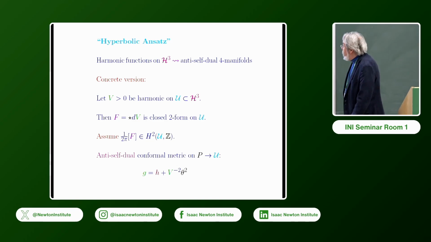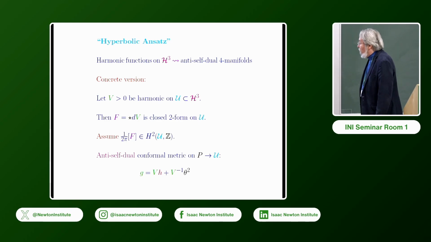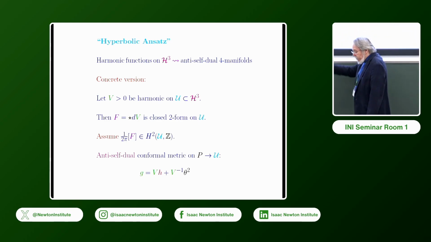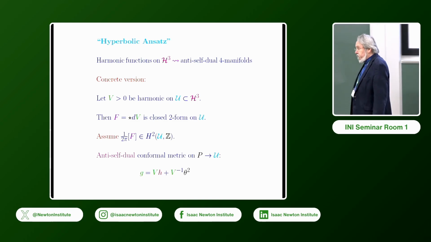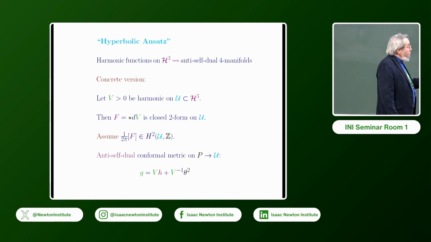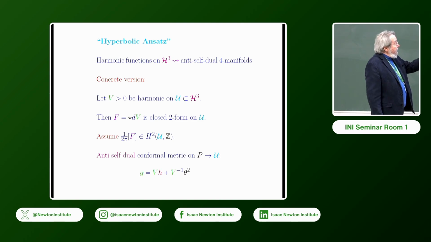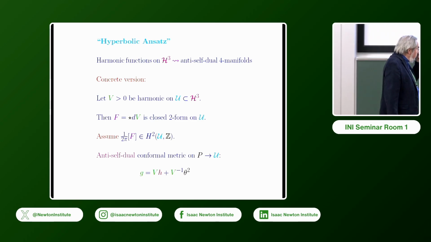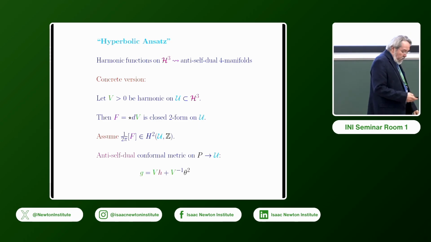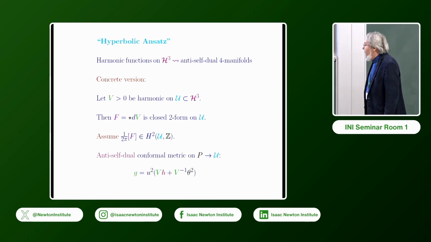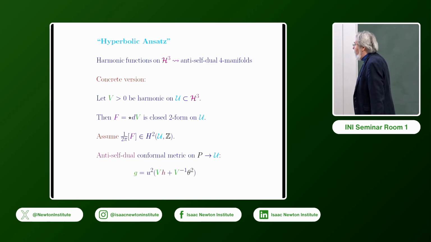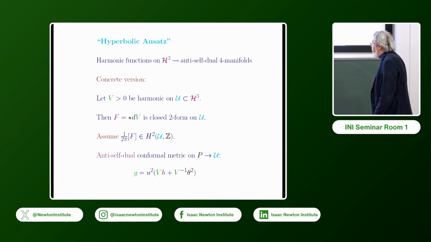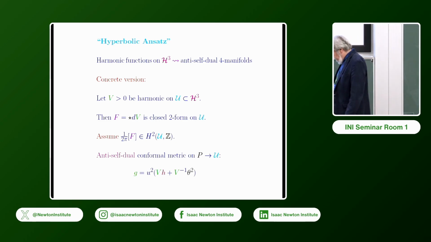Now, anti-self-duality is a conformally invariant condition, so a more convenient way to write this is often to multiply by V and say that V times the hyperbolic metric plus V inverse times the square of the connection form will, if V is harmonic and the connection form has curvature that's star dV, automatically be anti-self-dual. And that's conformally invariant, so we could also multiply that by any non-zero function u we like. So u squared times this would automatically be an anti-self-dual metric.